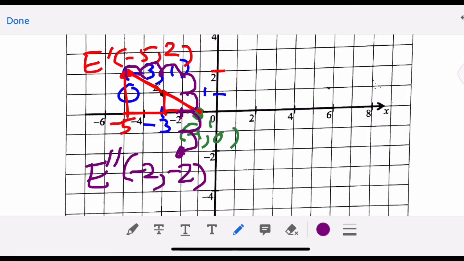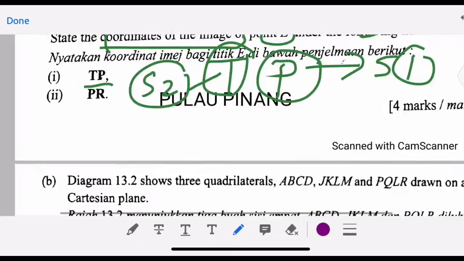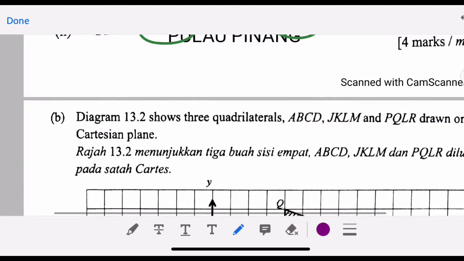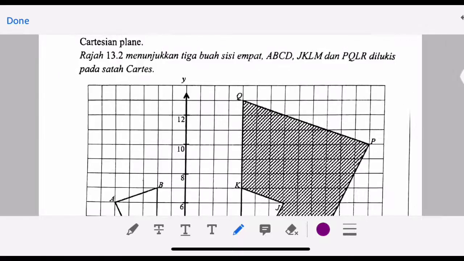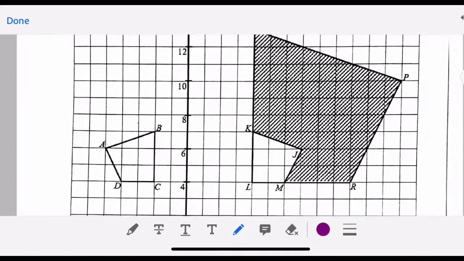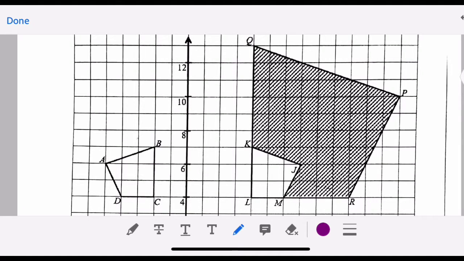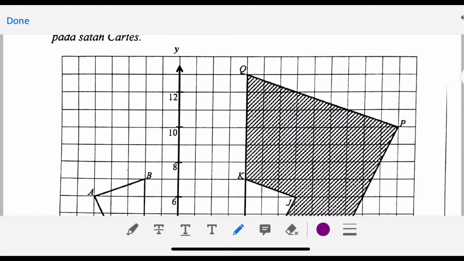Combine transformation for the point. After we settle the point, normally they will ask us to do the object. Now we are going to do combine transformation for the object, but normally they will ask you to do a description for the object. They will give you 3 things. If they give you 3, it's okay, it's easy. Sometimes they give you 2, it will be difficult, because you will have to work out the first image. So now they give you 3, that means they give you the object, first image, and then second image.